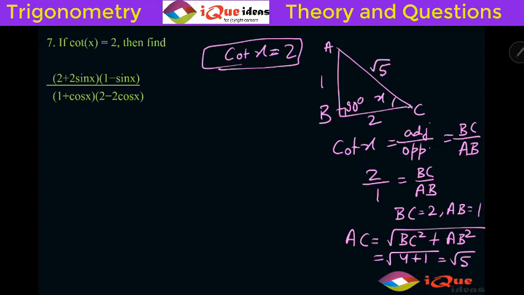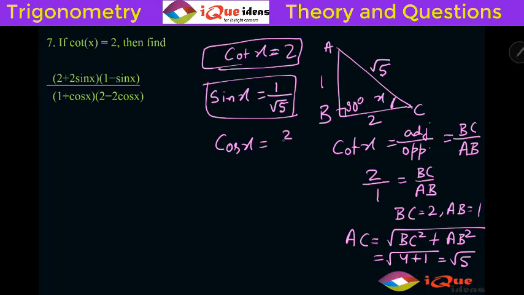So from there we can get sin x. Sin x will be equal to opposite side, that is 1, divided by hypotenuse, that is root 5. Similarly, cos x in this case will be equal to adjacent side, that is 2, divided by hypotenuse, that is root 5. So cos x is equal to 2 by root 5.